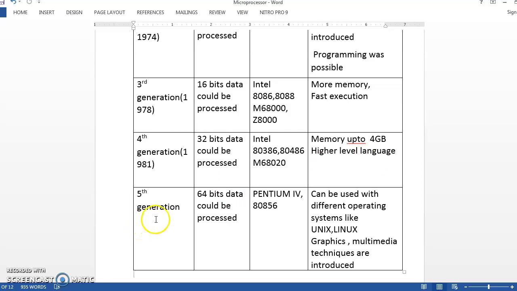The fifth generation microprocessors could process 64 bits of data at a time. So you can imagine what the speed of execution of the instructions will be. Examples are Pentium 4, 80586, and so on. It can be used with different operating systems like Unix, Linux, and so on. Graphics were introduced, multimedia techniques were introduced, and so on.